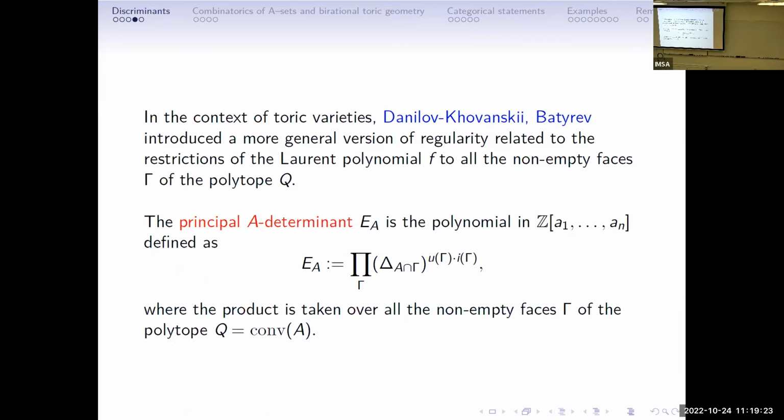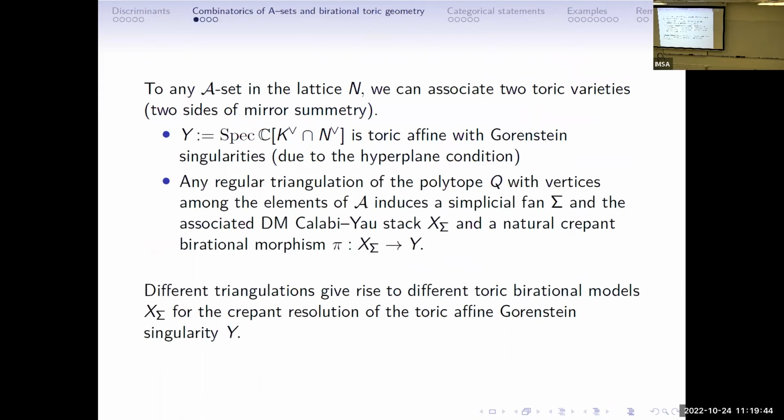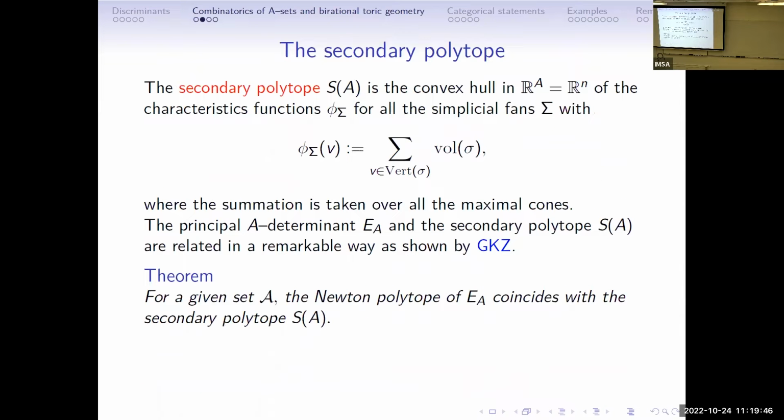And so what Kapranov, Gelfand, and Zelevinsky are doing, they're saying, look, if you don't restrict your attention just to the set A, but also to its restrictions to the faces, and then you add this multiplicity, then I have a fantastic recipe for telling you what the Newton polytope of this polynomial is. Sorry, yeah, it's a polynomial.